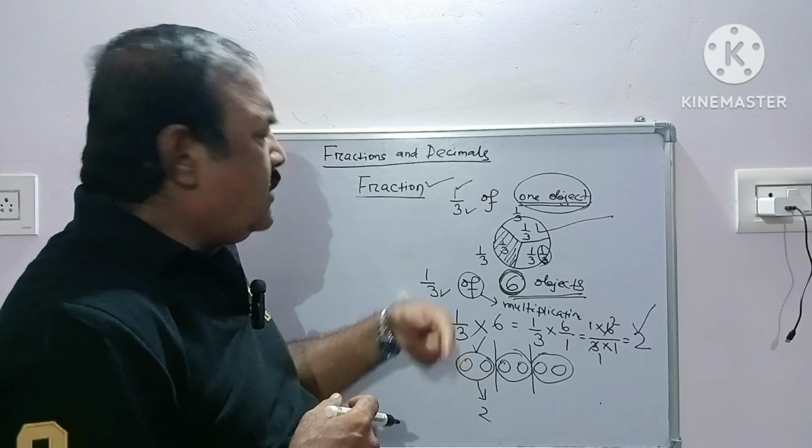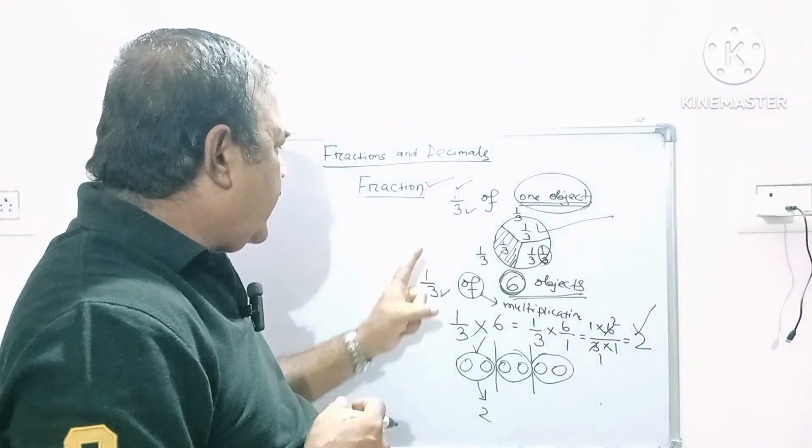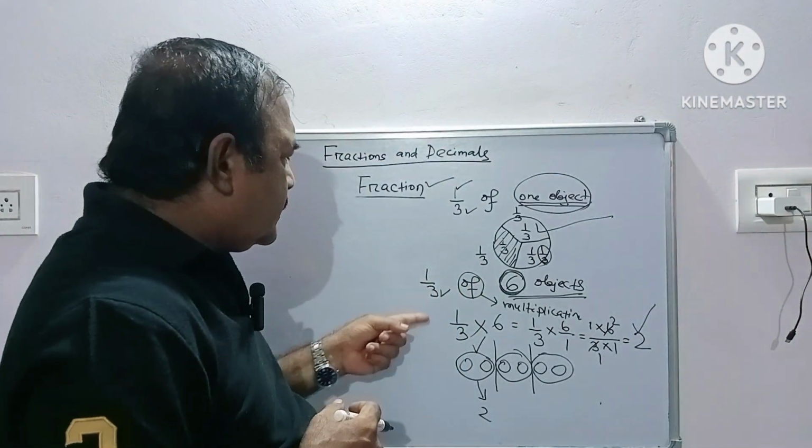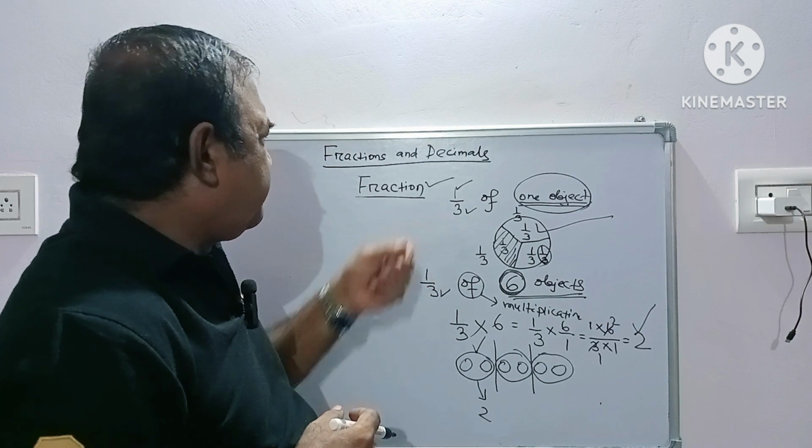So when there are more than one objects, you see, it also behaves as a single unit and we can also use like this. Okay?